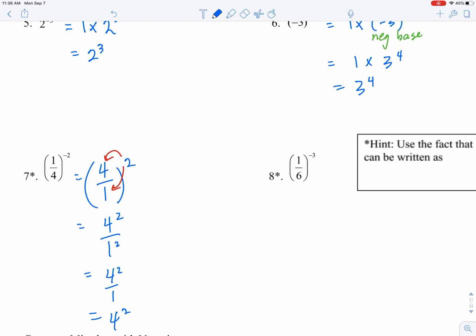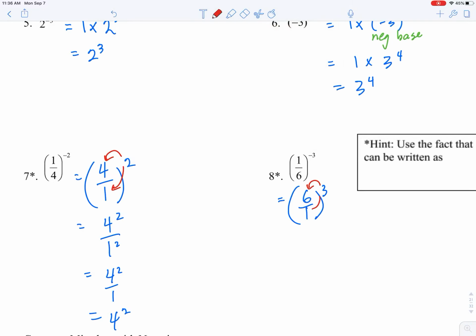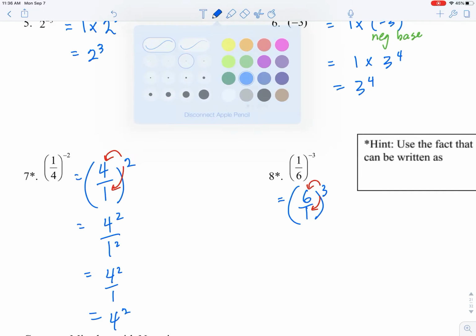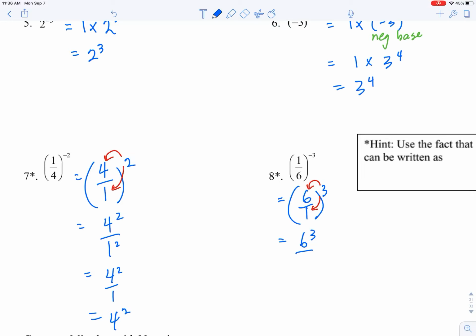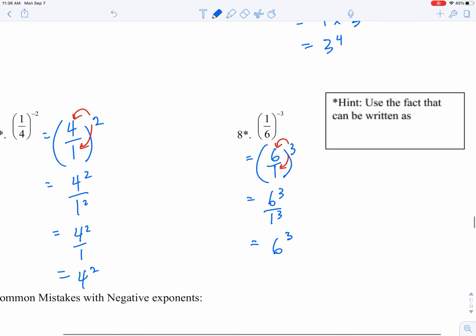So for 8, we're going to flip it. So 6 over 1 to the 3. We're going to distribute that 3 onto the 6 and onto the 1. So I get 6 to the 3 over 1 to the 3, but 1 to the 3 is just 1, and dividing by 1 will just give me 6 to the 3.